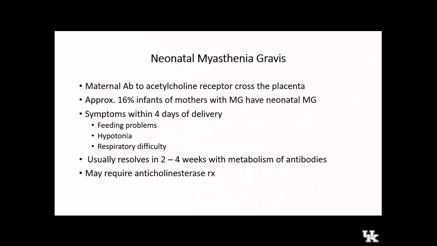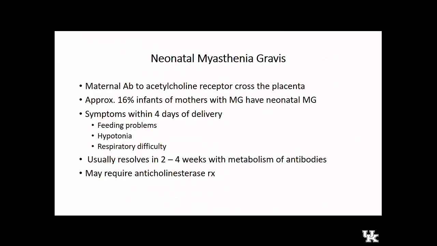This has been another key word, which is neonatal myasthenia gravis. So things to understand is that myasthenia gravis in the mother results from antibodies to the acetylcholine receptor. Those antibodies can and do cross the placenta. So about 16% of babies whose moms have myasthenia gravis, as a result of those antibodies crossing the placenta, will present with neonatal myasthenia gravis.